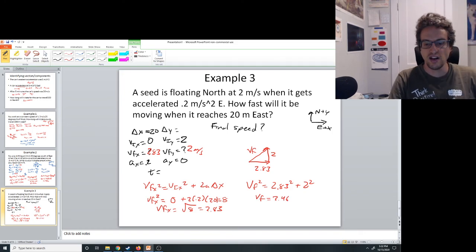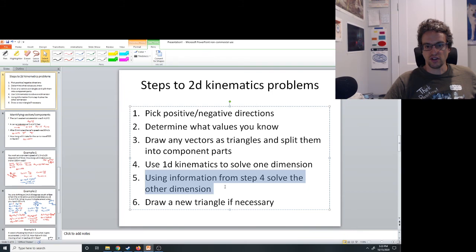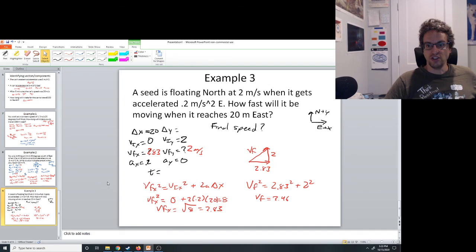So notice in this one, I didn't do quite as much. I didn't have to do that fourth step. I didn't have to use information from step 4 to solve the other direction. Okay, I didn't have to do that. All right, but that's okay. You don't always have to do it. But I did have to do all the rest of the steps. Okay, so bottom line, split it into x and y. Then do 1D kinematics, then answer your question. And that's it.